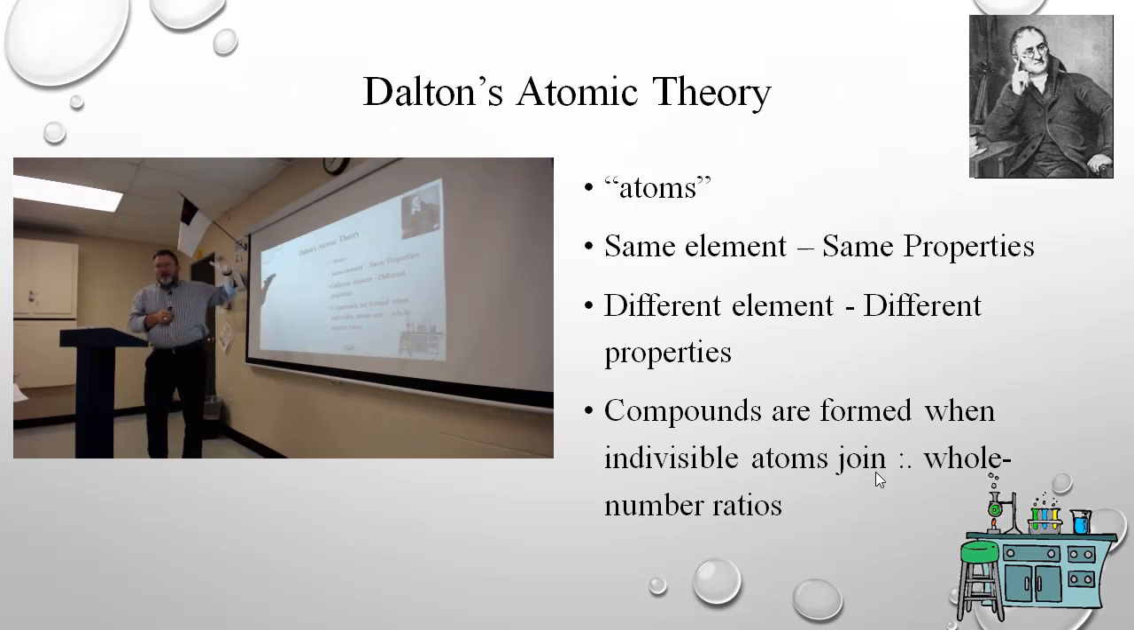Here's the quick summary, the way I would put it in my notes. Everything is made out of atoms, and atoms can't be broken into anything else. If you've got the same elements, they've got the same properties. If you've got different elements, they've got different properties, and compounds come from putting pieces together, all or nothing.